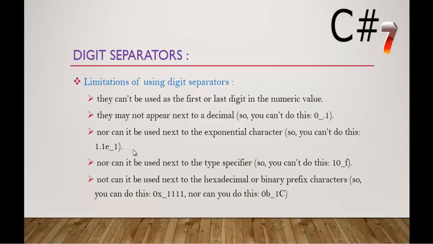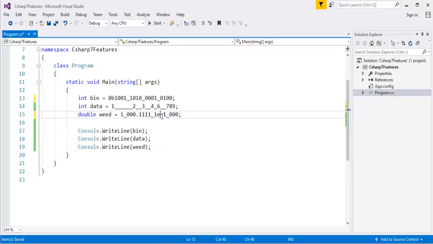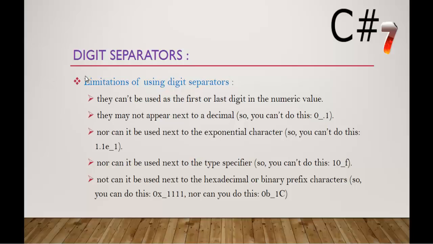Nor can it be used next to the exponential character. So after this exponential character, I can't use an underscore. Here, I can't use underscore after this exponential character. Again, I get an error here. So these are the limitations of the digit separator.